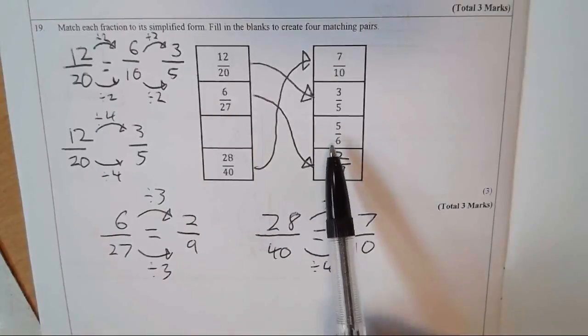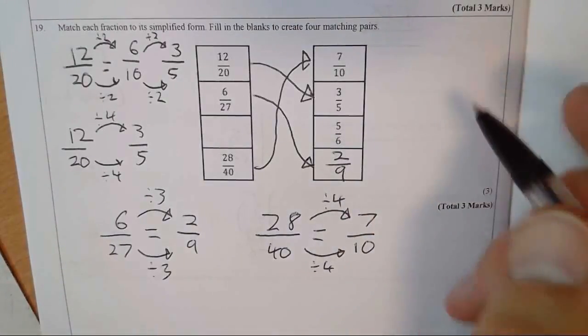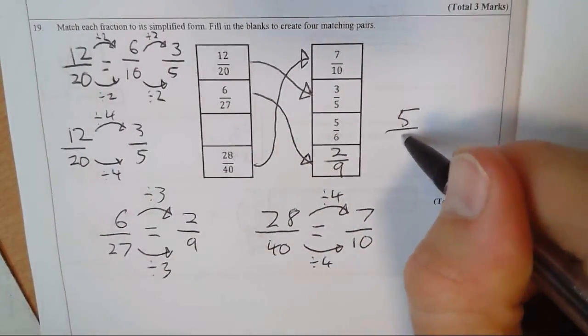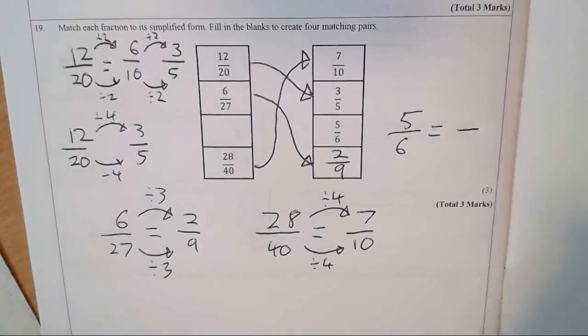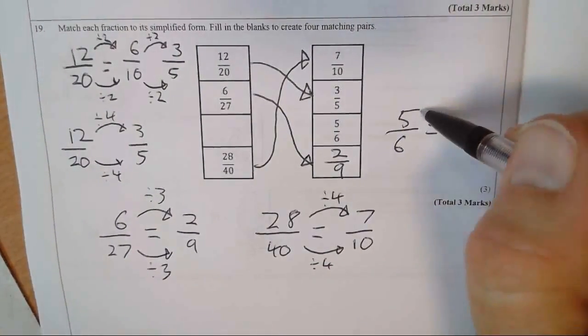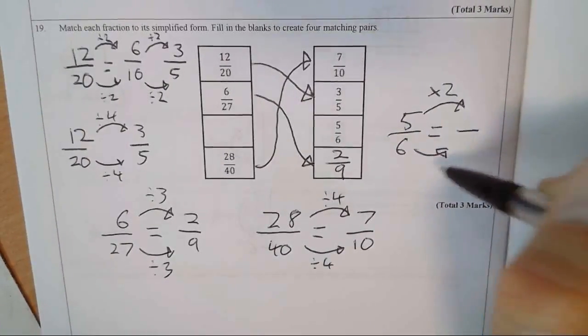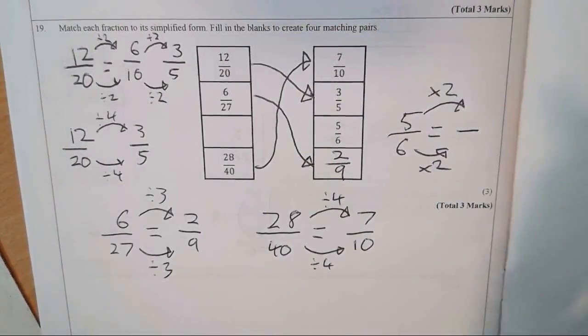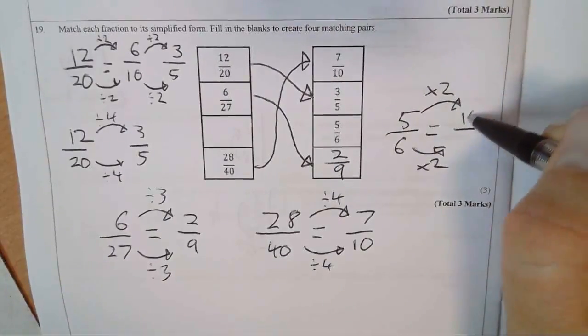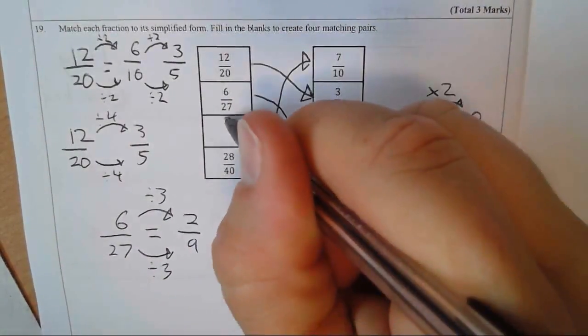So the last one is just any equivalent fraction for 5/6. So here's 5/6, and I need to just generate any equivalent fraction. So the easiest one to do is just to times them both by 2. I could times by 3 or 4 or whatever I want to times by. But if I times them both by 2, I've got 10/12, and I can put that in here.